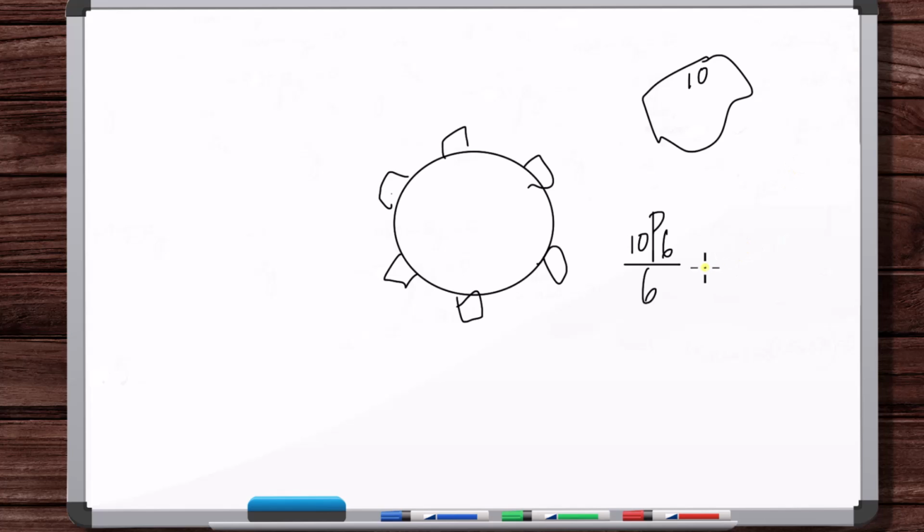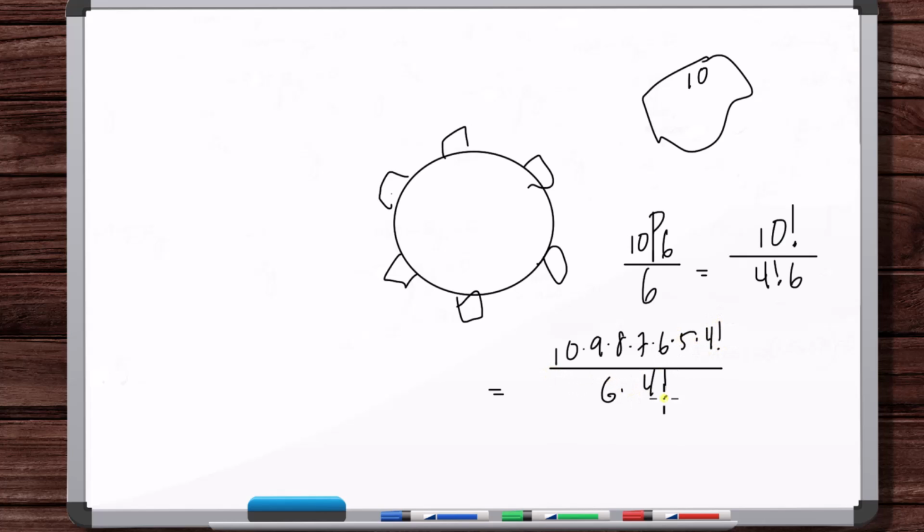So this would be 10 factorial over 4 factorial times 6. So 10 times 9 times 8 times 7 times 5, like that.